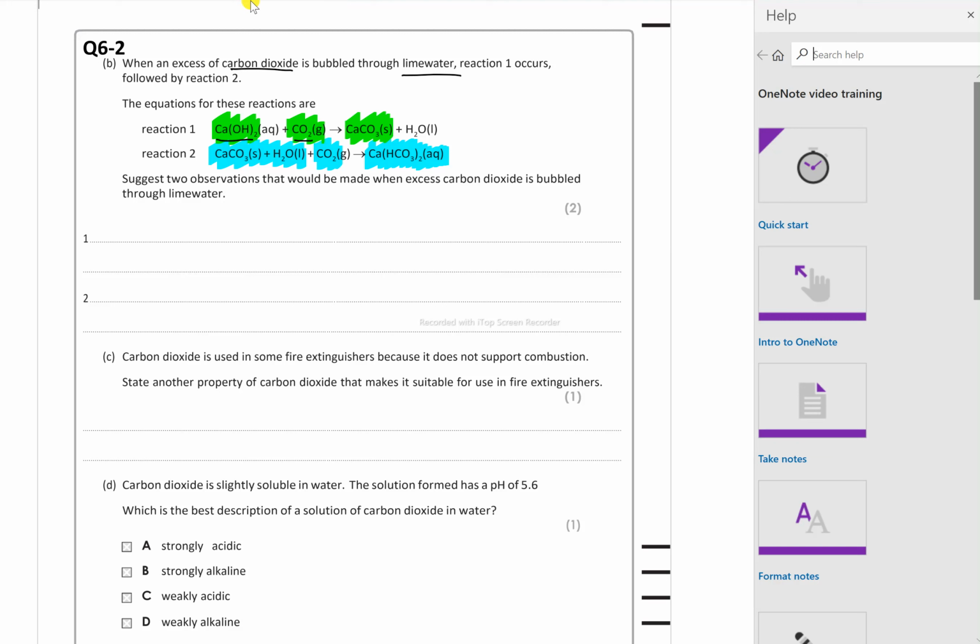What's the idea behind that? Right, so the first thing, look here. Ooh, okay, better stop that. Right, okay. Quite good actually. It turns milky or cloudy, and then after that, the white cloudiness disappears. It vanishes. Okay.